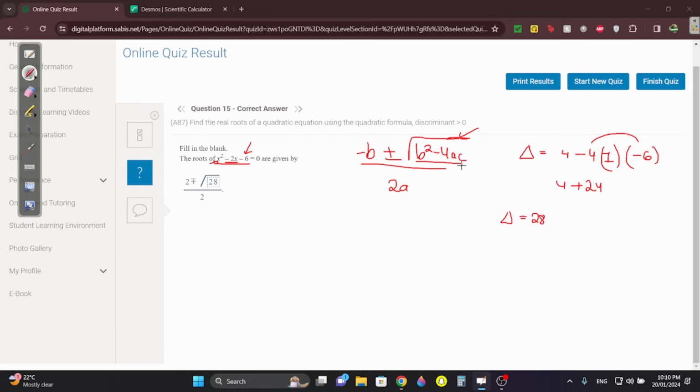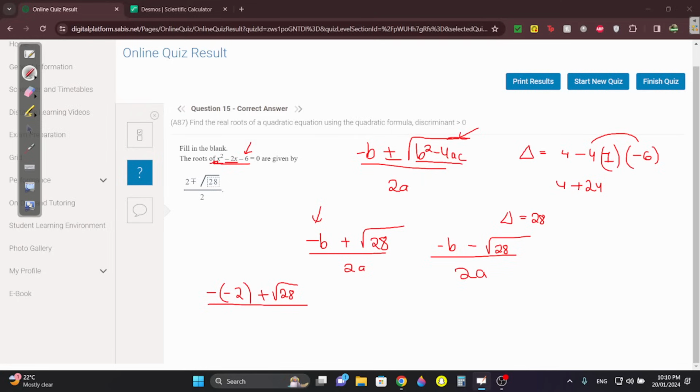For now, instead of writing b squared minus 4ac, we can just write minus b plus radical 28 over 2a. And then the other one, because it's plus minus, you have two solutions: minus b minus radical 28 over 2a. Now it's way easier to substitute. Minus b will be minus minus 2, plus radical 28 over 2a. 2 times a, and a is 1, so 2 times 1 is 2. Then your other solution is minus minus 2 minus radical 28 over 2 times 1, which is 2.